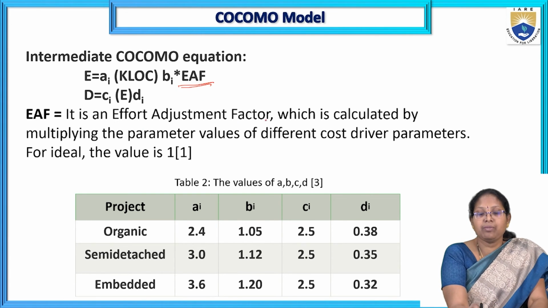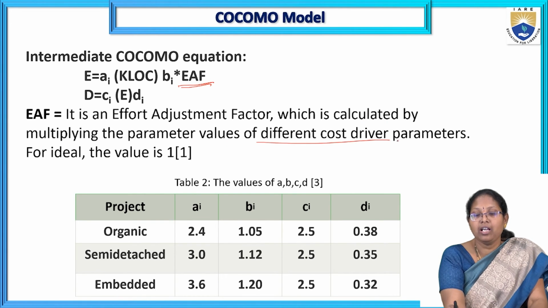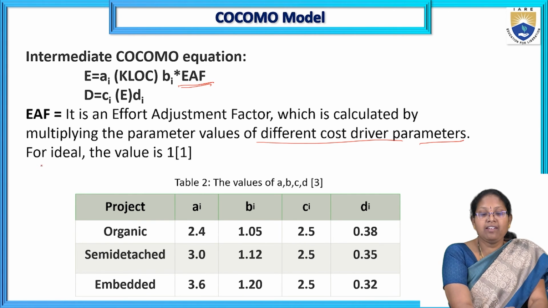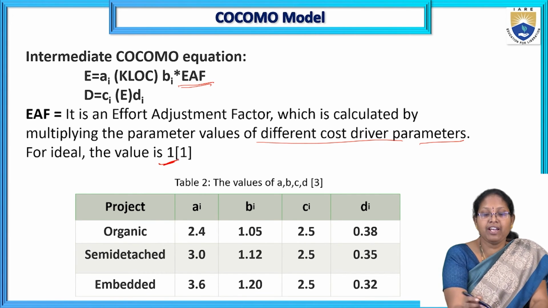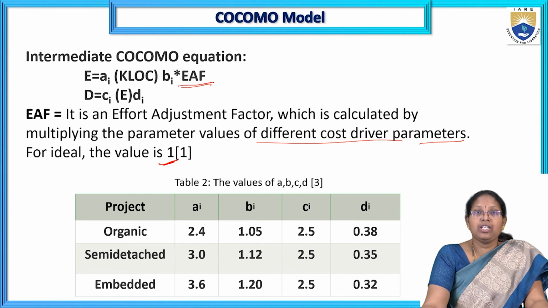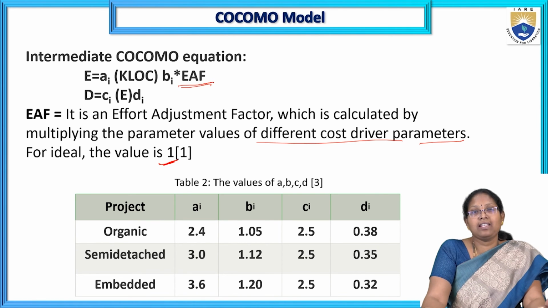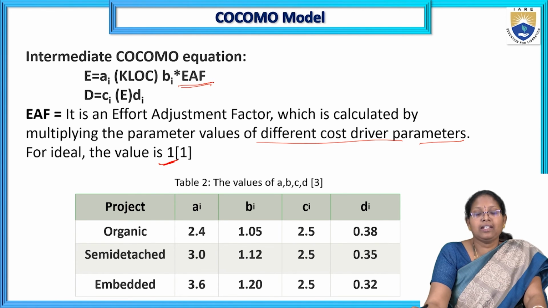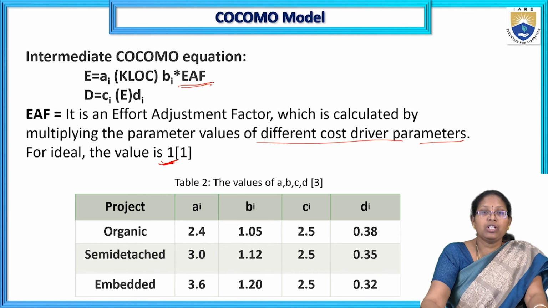Those values are considered as EAFs. EAF is the effort adjustment factor, which is calculated by multiplying the parameter values of the different cost driver parameters. The ideal value is always 1, that is the normal case. The EAF values are also used for very low or high cases, whatever the medium, as well as other complexities, to find the EAF values. Those EAF values are in predefined tables. Generally for normal cases, the EAF value is always 1.